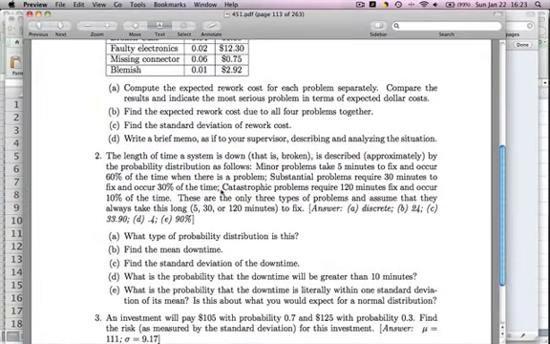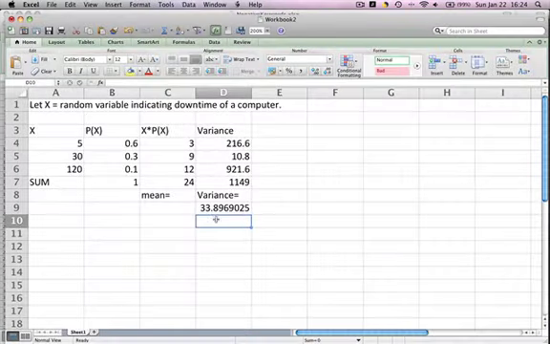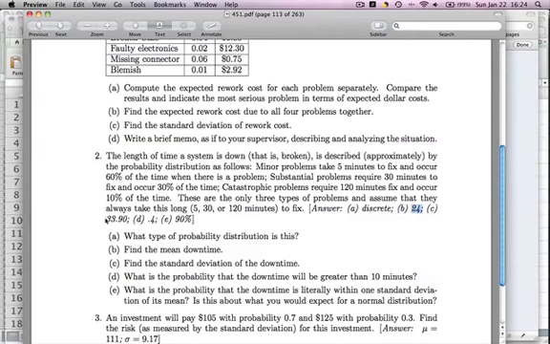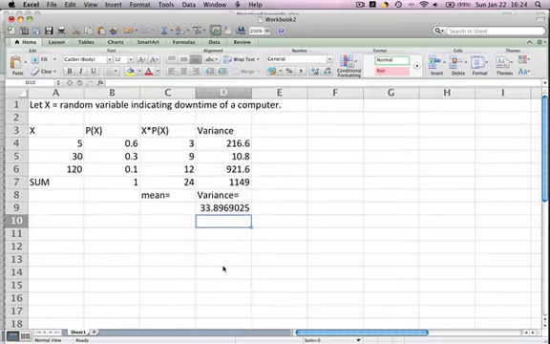So let's go back to the course packet. So the mean downtime is 24. Let's check my work. Cool, I got the right answer. The standard deviation was 33.9. Okay, cool. Looks like we got the right answer to that one as well. Let's look at part D now. Part D says, what is the probability that the downtime will be greater than 10 minutes?